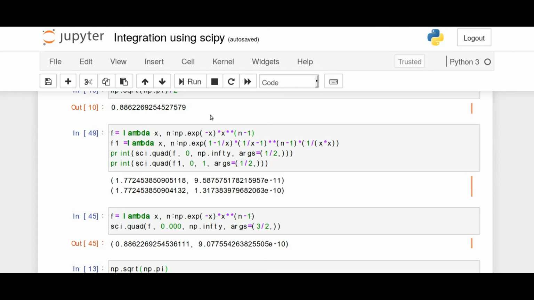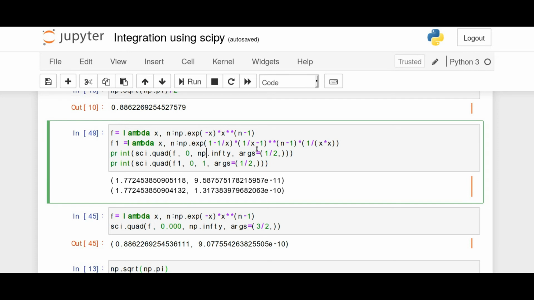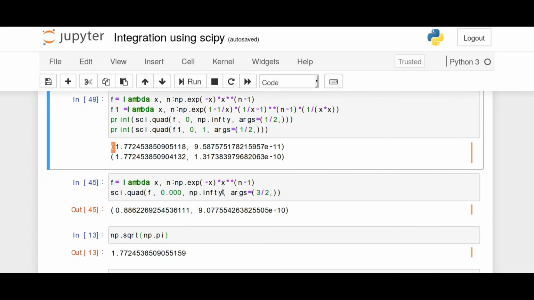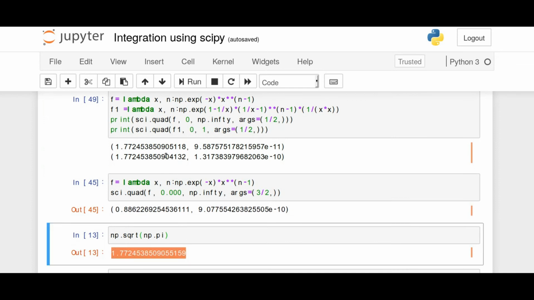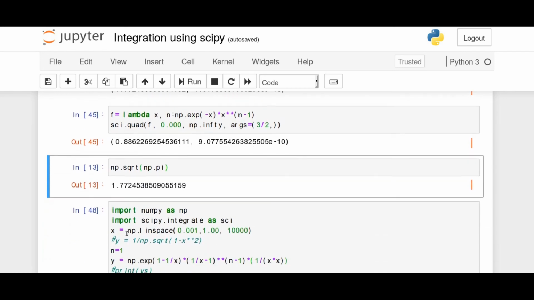I am calculating this also, np 1 minus x, 1 minus x to the power n minus 1, 1 by x square, integrating this from 0 to 1 instead of 0 to infinity. The argument is half, and gamma half is the square root of pi. The same result, almost the same result. And 3 by 2 is this thing, and the result, gamma half is root pi, here I calculate.